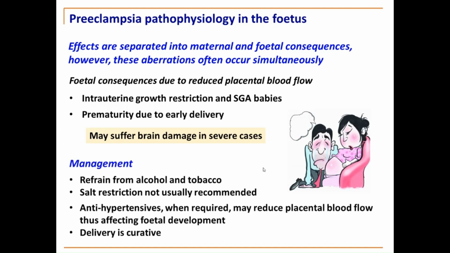Management, obviously, mothers should refrain from alcohol and tobacco, which can obviously increase blood pressure. Salt restriction doesn't tend to be recommended as a general rule. Antihypertensives, such as ACE inhibitors, aren't necessarily good because they may reduce placental blood flow, therefore affecting fetal development. And in particular, when I'm thinking about ACE inhibitors, they can actually cause injury to the fetus when given in the second and third trimesters, for example. And of course, delivery is curative, hence why the pathophysiology is thought to all revolve around the placenta itself.